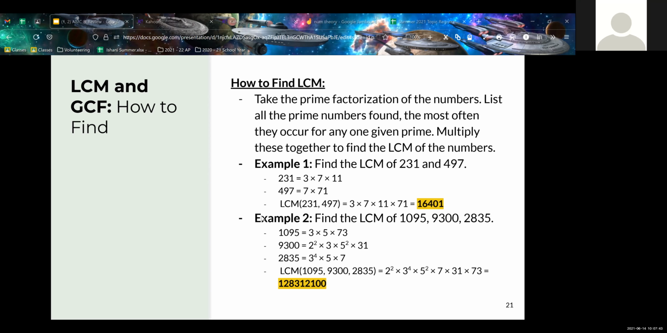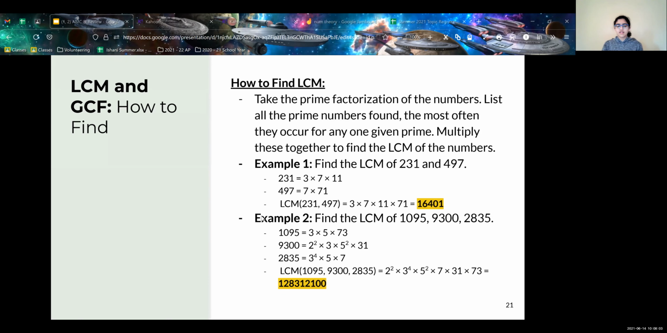You just take the number that has the most of that prime. For example, with 2,835, you took 3 to the power of 4 from there, but you didn't take it from the other numbers.